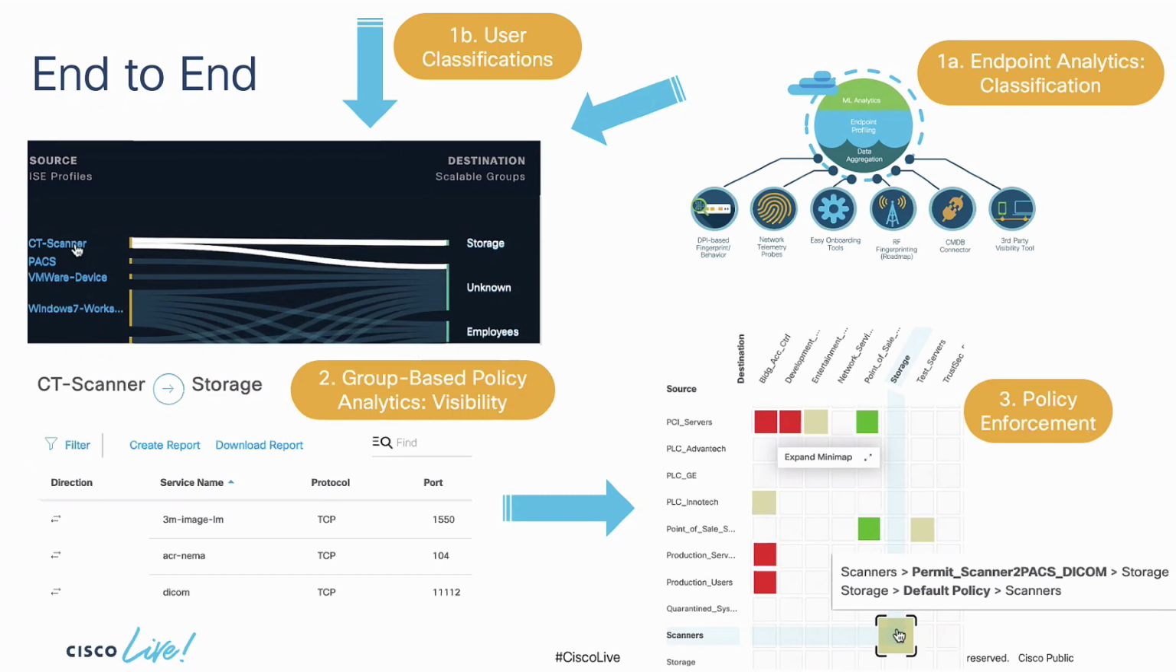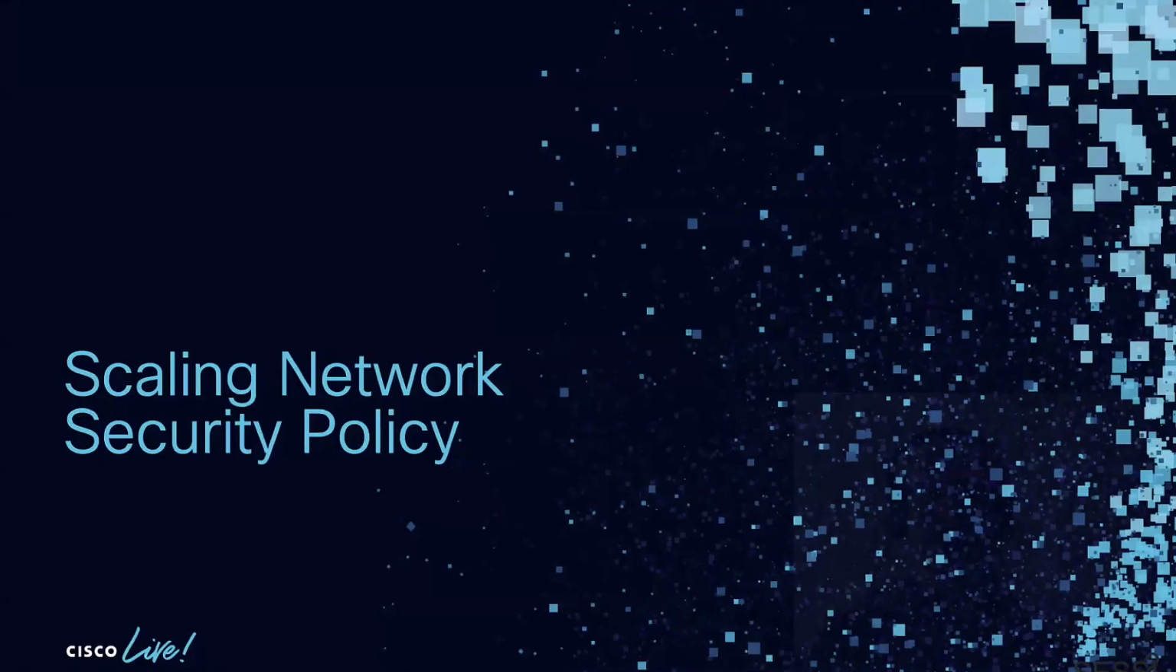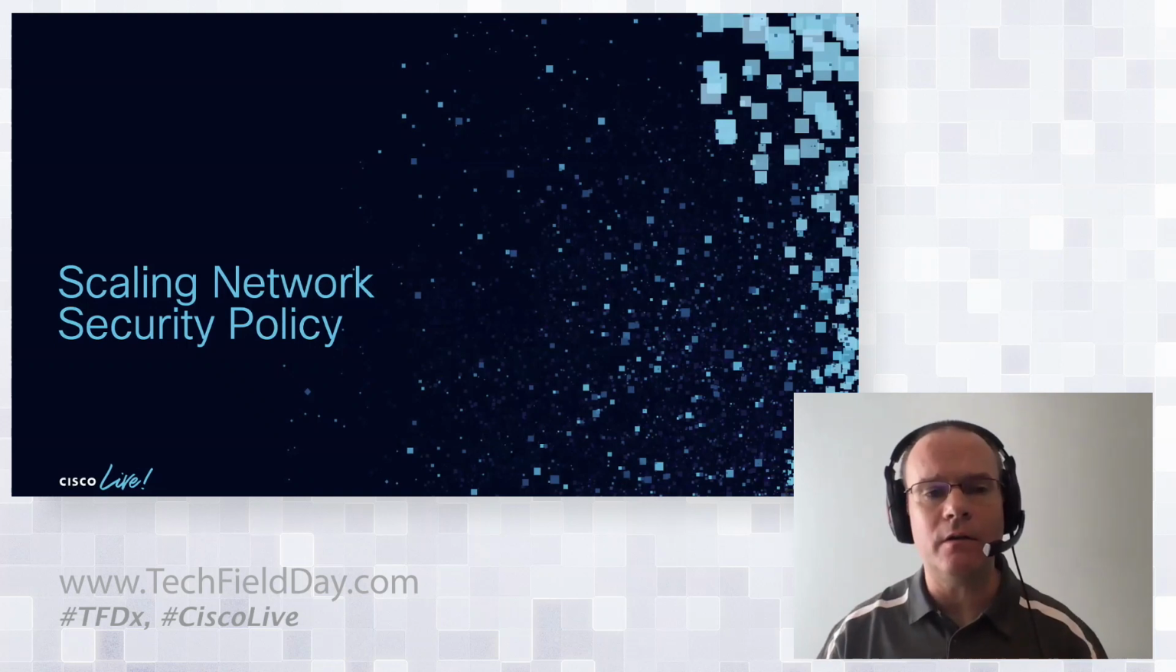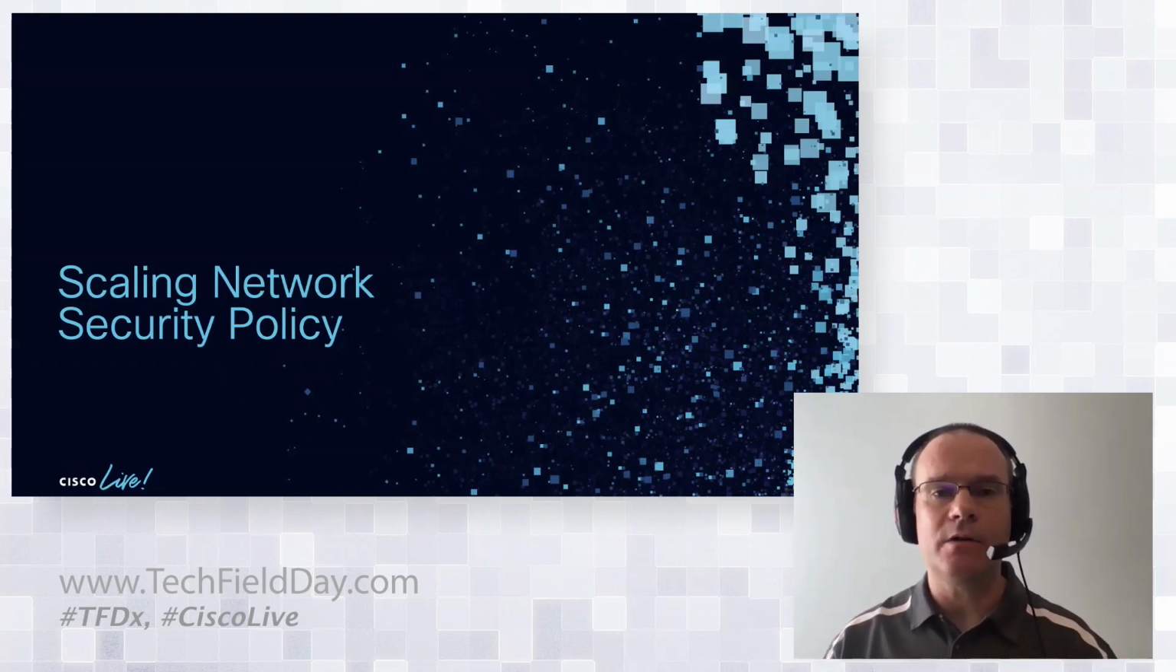So that's the full life cycle that we're going for. And these two introductions of endpoint analytics and group-based policy analytics really refine and smooth off the edges so that it becomes a much more approachable problem for a broader part of the market. And that's really our goal. So once we've done that, what we have found is that we need to scale network security policy.